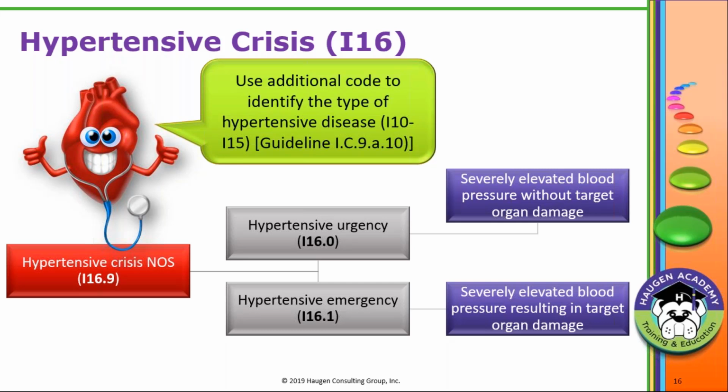So the terms that we're looking for in hypertensive crisis are hypertensive urgency or hypertensive emergency. And the most severe of those two being the hypertensive emergency, where the patient has target organ damage, as opposed to hypertensive urgency where they don't have the organ damage yet. These are add-on codes. These get coded in addition to a code from category I10 to I15, depending on the type of hypertension and hypertensive conditions the patient has, and then these codes go in addition.